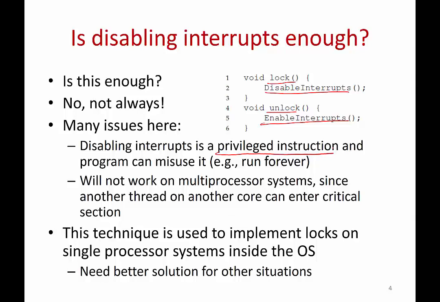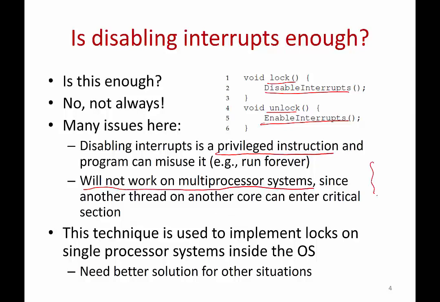And if there are no interrupts, the operating system cannot ever get a timer interrupt and context switch it out and all of that, right? So this is a lot of power to give to a user program, which we do not want to do. And another important reason is that this won't work on multi-core, multi-processor systems, right?